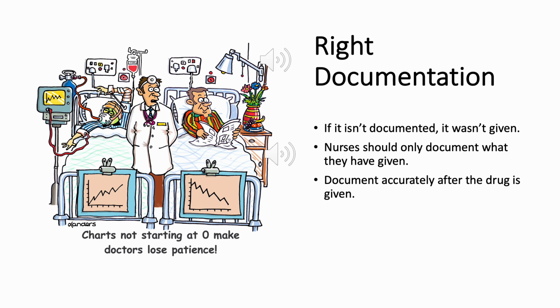The right documentation. If it isn't documented, it wasn't given. Nurses should only document what they have given. Document accurately after the drug is given. Increasingly, electronic health record and charting systems are being used in healthcare settings. Whether the nurse records giving the drug in a paper chart or uses an electronic chart, the basics are the same. You need to make the right documentation, record the time, the route, and site of administration.